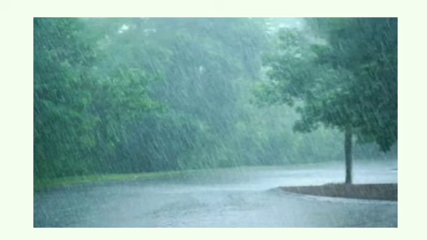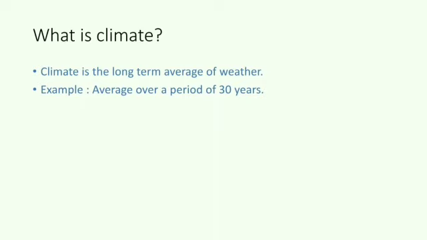Now let's see what is climate. Climate is the long-term average of weather, for example, an average over a period of 30 years, for a large area observed for a long period of time. You can expect snow in the northeast in January, or for it to be hot and humid in the southeast in July.